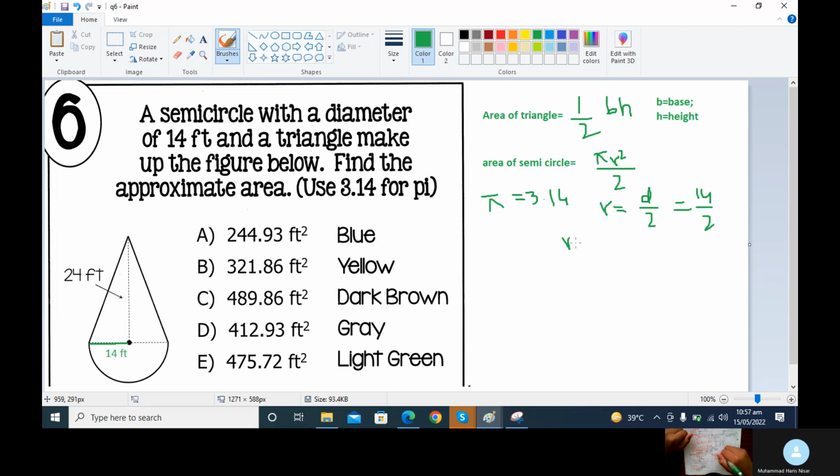So you found the radius is 7? Yes, because the radius is half of the diameter. Can't you just use the diameter, squared, with pi? Area of circle is pi r square, so we can also write it as pi d.